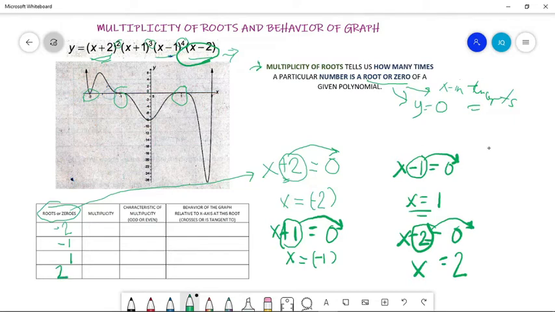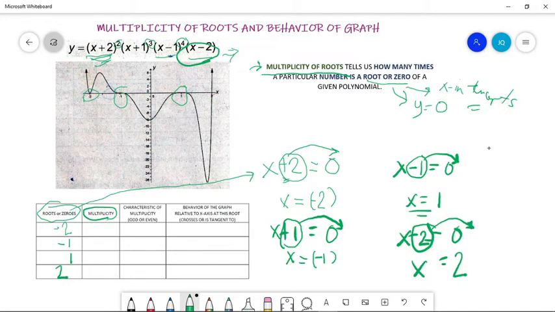Now let's go to multiplicity. The meaning is how many times a particular number is a root. So how many times is negative 2 a root, negative 1 a root, and 1 and 2 a root of the given polynomial. Okay, a while ago I mentioned that there are exponents in some of the factors.